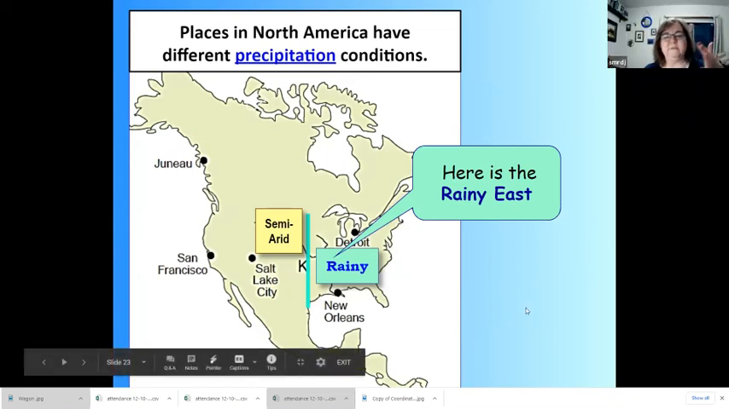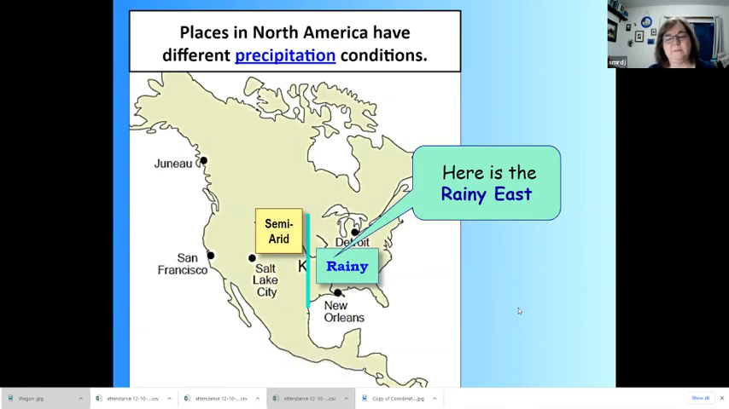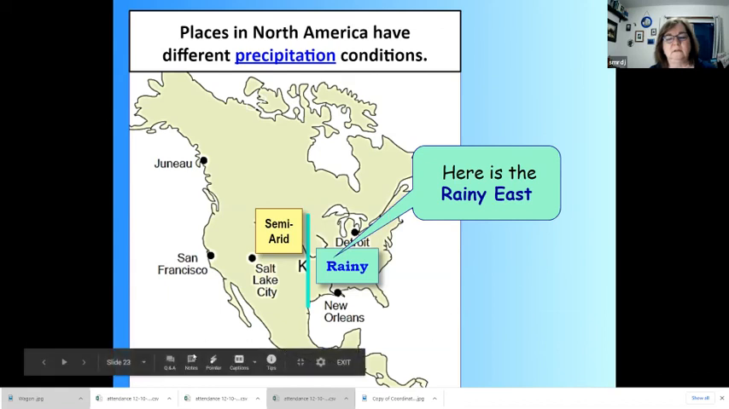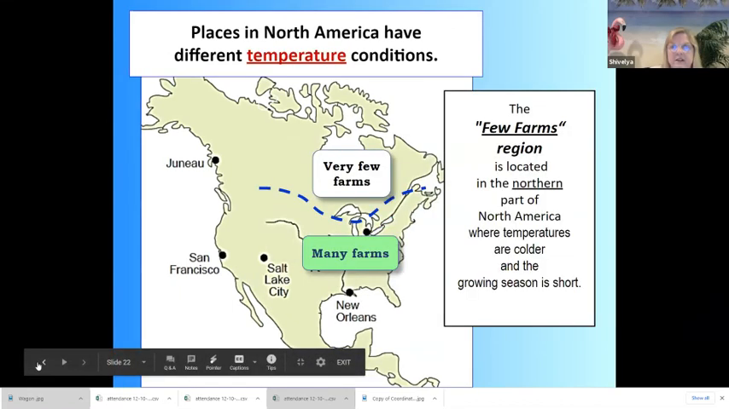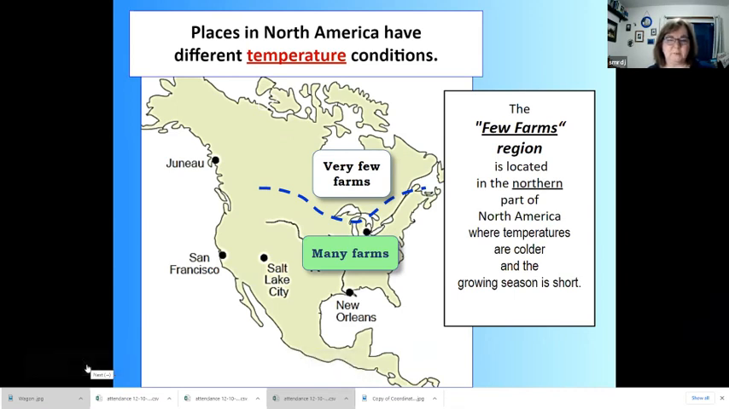So this is simply talking about precipitation conditions again. We're going to look at the rainy east, the semi-arid west. And the previous one was the temperature. Yeah, we're looking at temperature and precipitation.